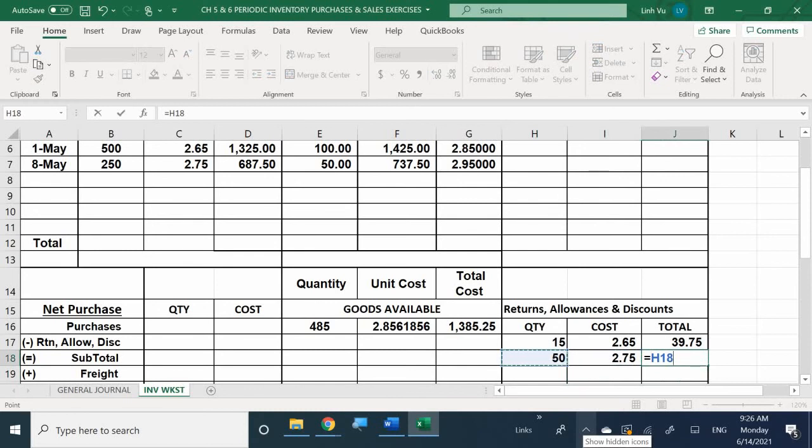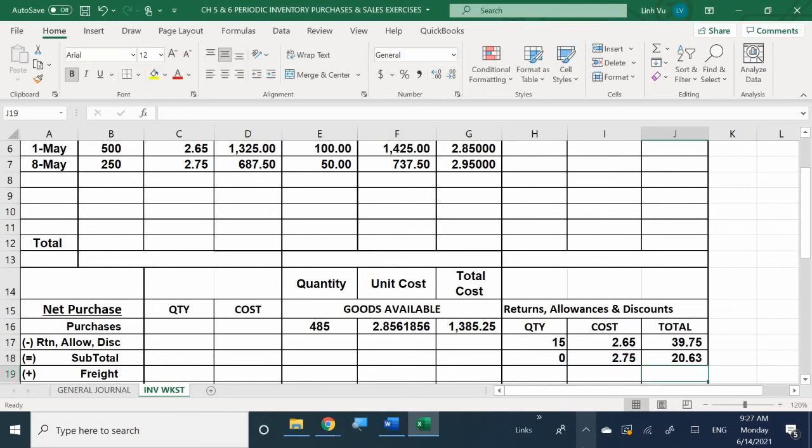So in this case, did we actually return 50 mugs? No. We kept them, right? So we did 50 mugs that we are trying to return, and we're going to multiply by 2.75 and we're getting a 15% discount. So what did you get? $20.63. Yes, good. Correct. Okay. All right.